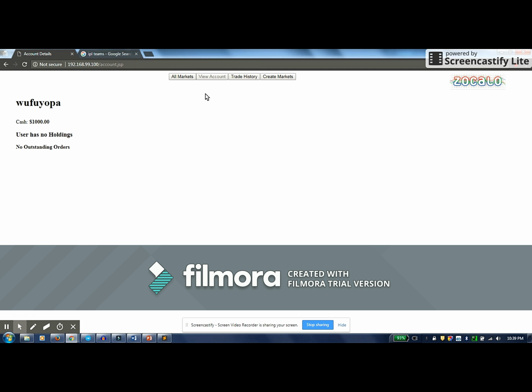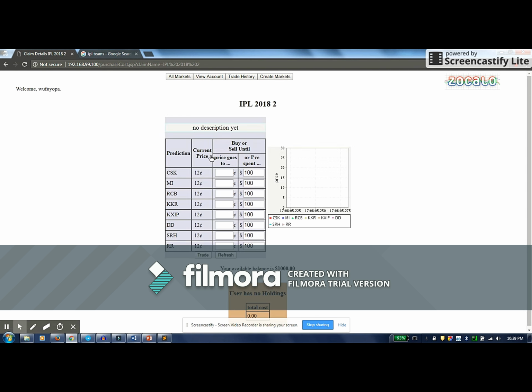Okay. So now I log in and see that there's a market, and this is where you do the actual trading. As you can see, each of these teams has a current price of 12 cents. Given that there are 8 teams, 12 times 8 is 96, which almost comes to $1. So right now it's distributed equally. So the prior probability is that every team has an equal likelihood of winning.